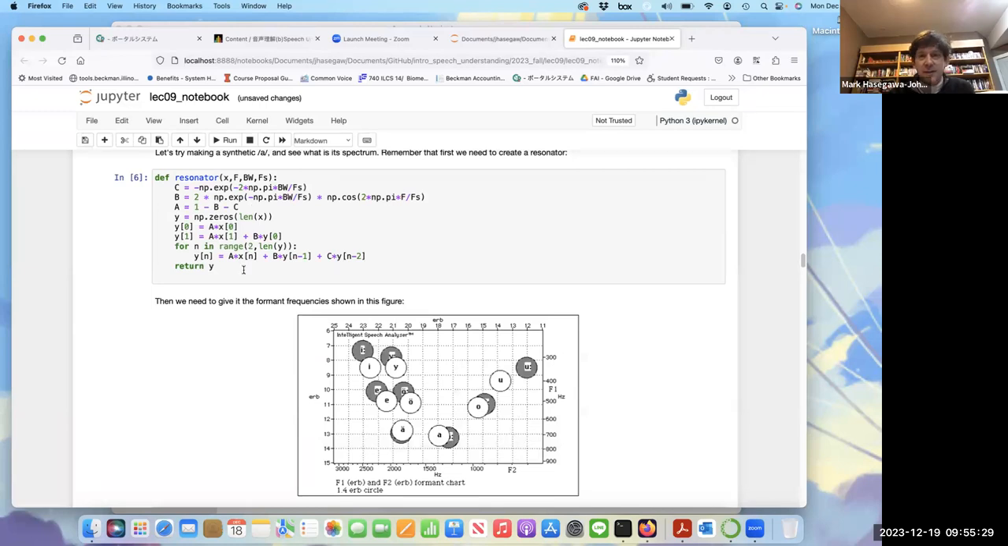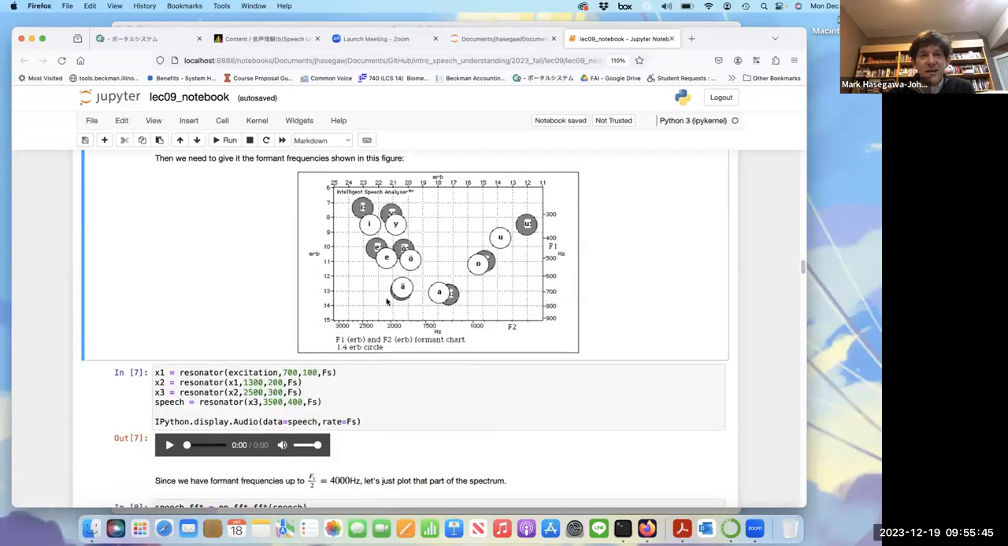We use a resonator, just like we did 2 weeks ago, create the constants C and B and A, and then we take y[n] = a times x[n] plus b times y[n-1] plus c times y[n-2]. Then we specify the formant frequencies that we want. If we want an ah, then F1 is at about 700 hertz and F2 is at about 1350, I guess. So we'll set 700 hertz and 1300 or 1350. It shouldn't matter very much. And so we get an ah.